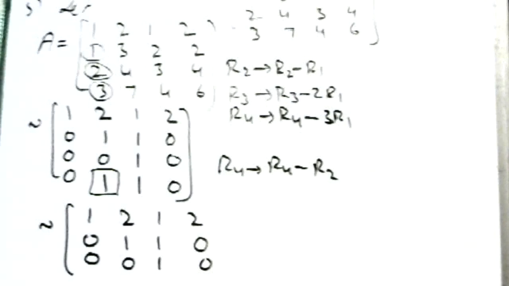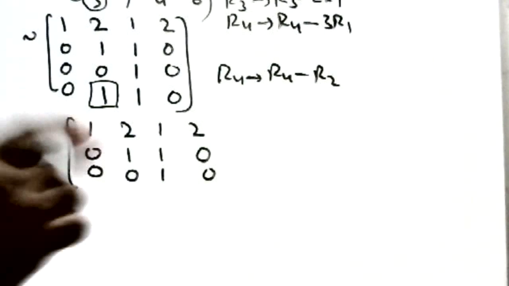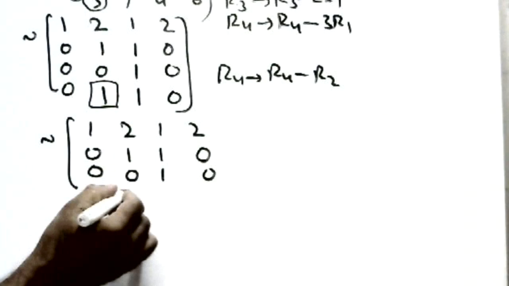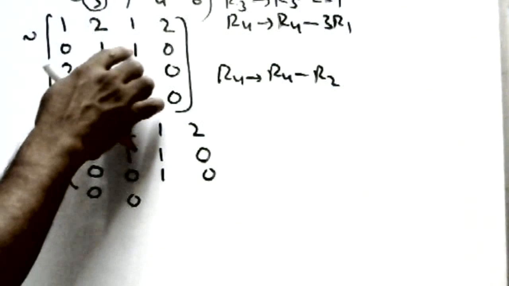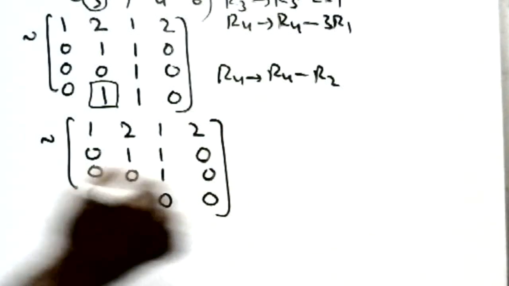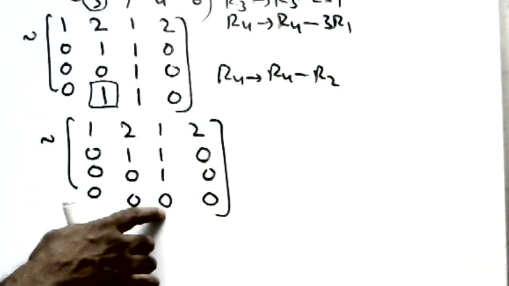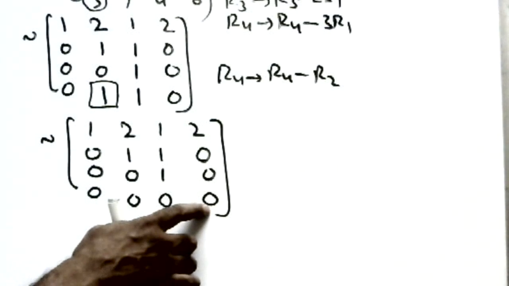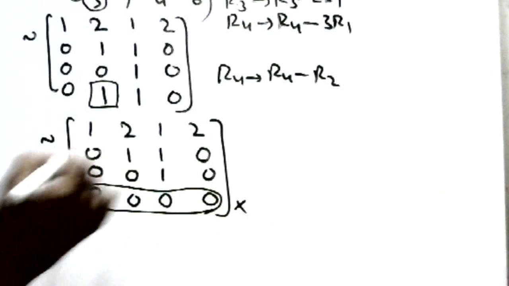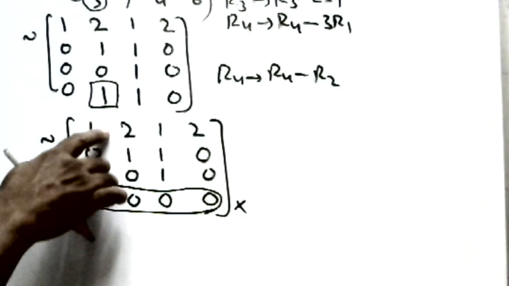Now we are changing R4. R4 is R4 minus R2. 0 minus 0, 0. 1 minus 1, 0. 1 minus 1, 0. 0 minus 0, 0. So what is left here? This is 3 0, this is 2 0, this is 0. This also became 0. So we do not count this one. These all are zeros, so we do not count this row.